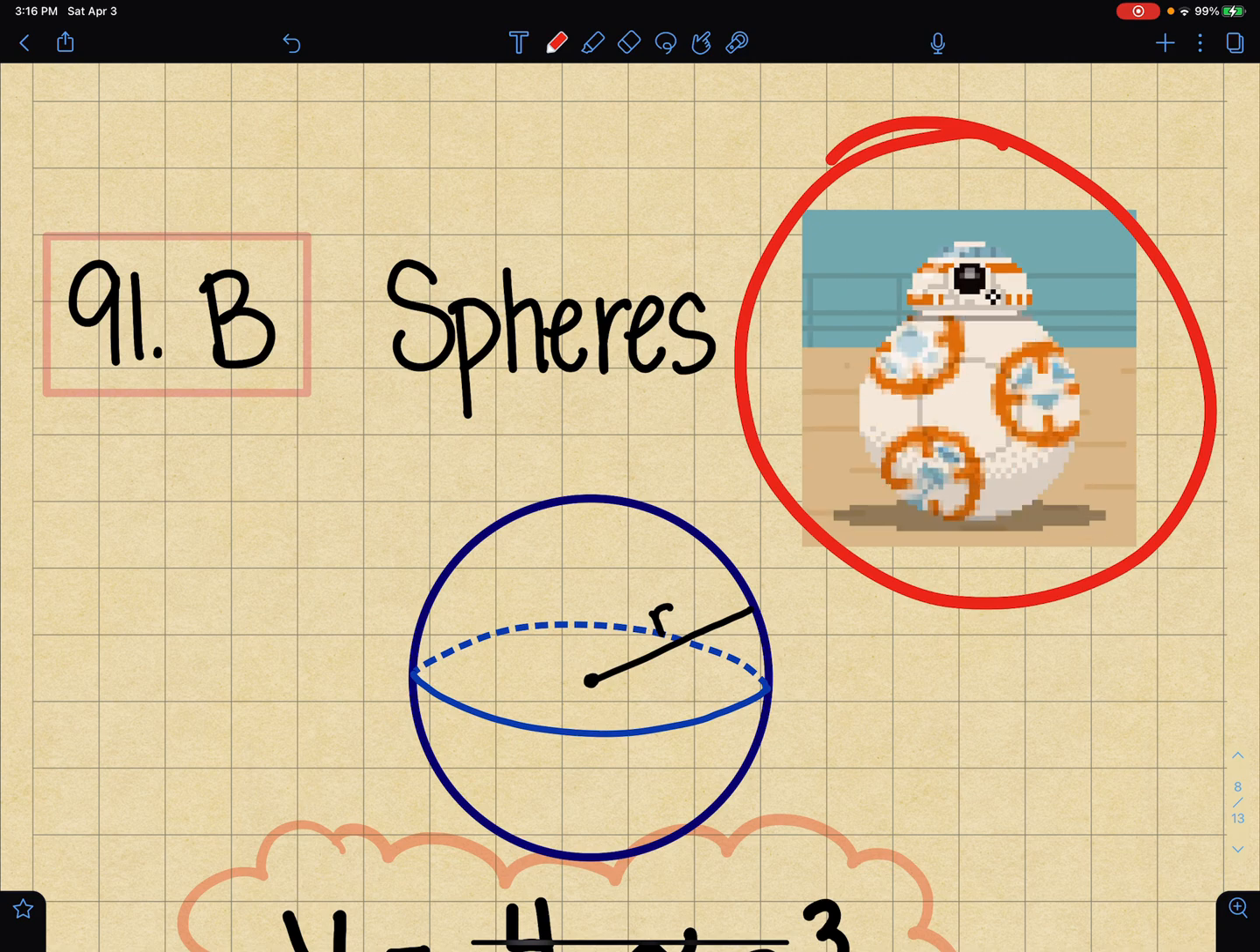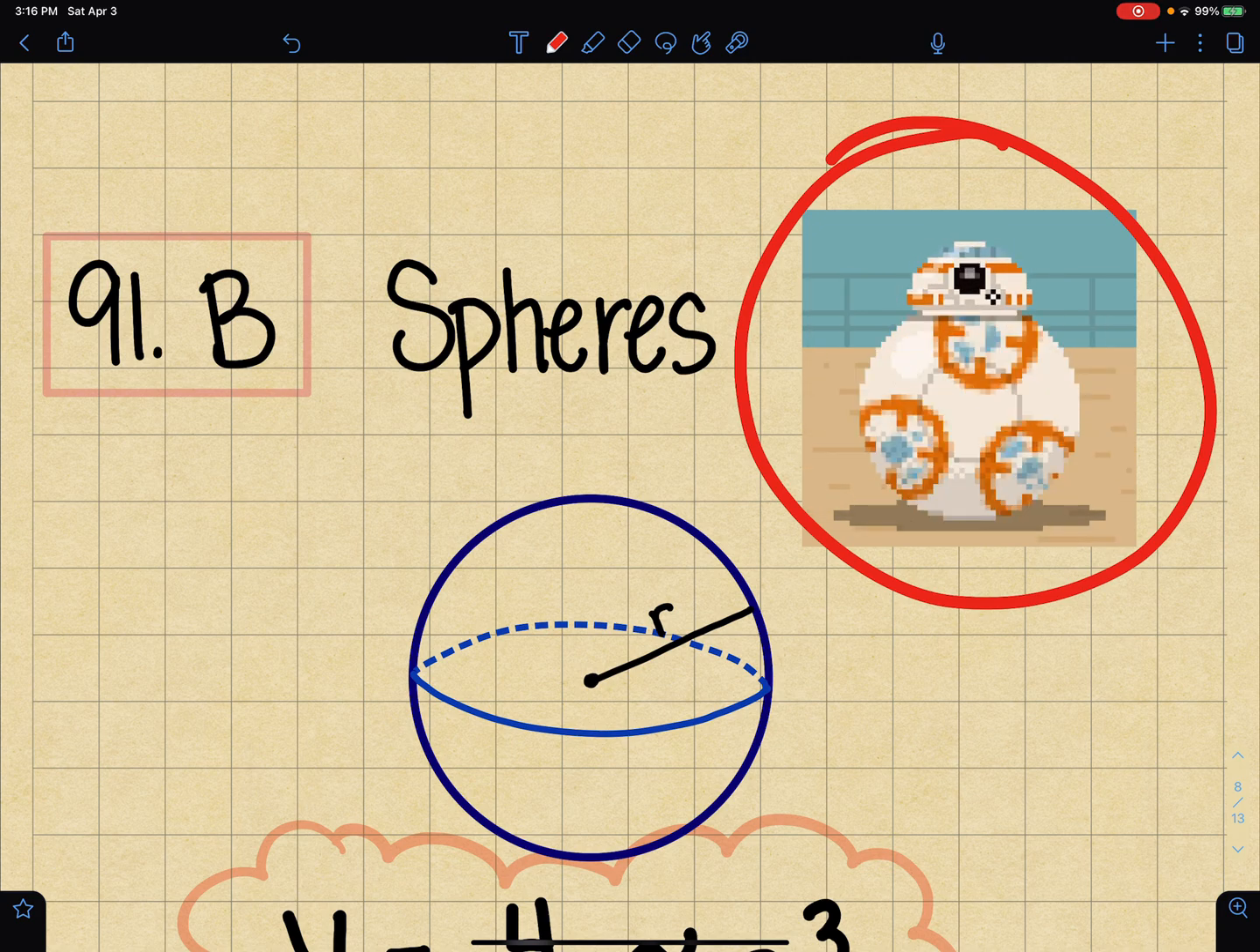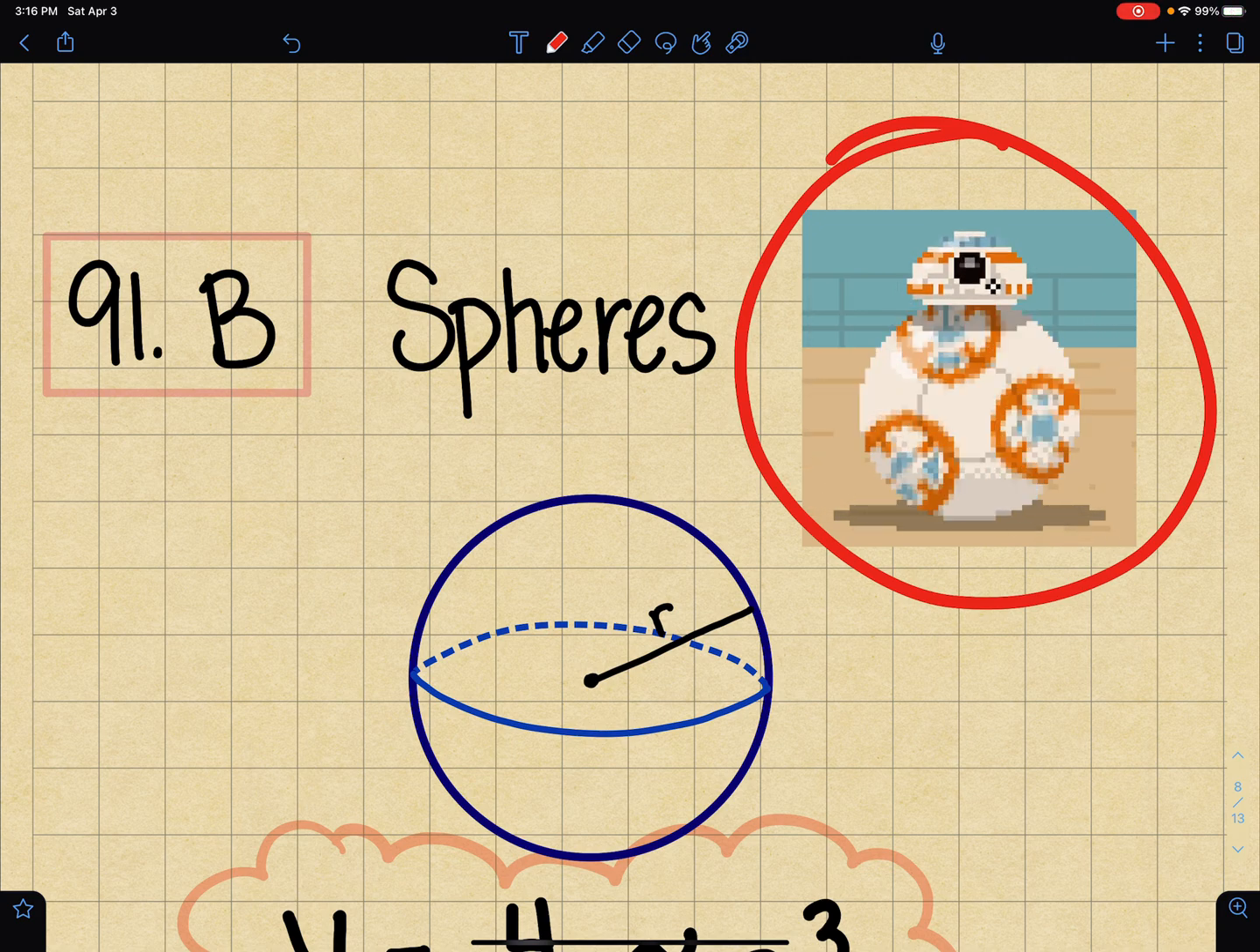Text me if you know the answer. I'm sure you know the answer, but text me and tell me because I forgot this little guy's name, except that he's super cute.